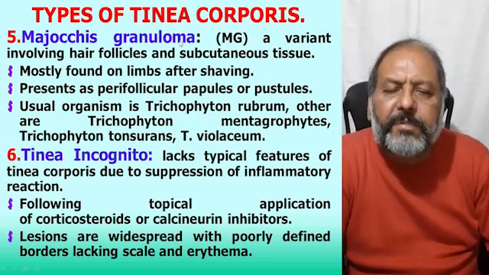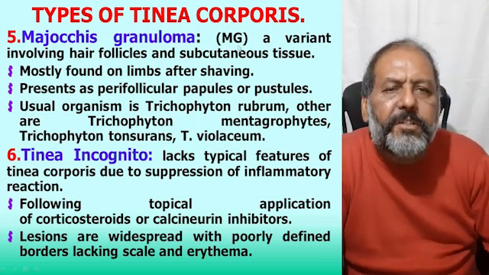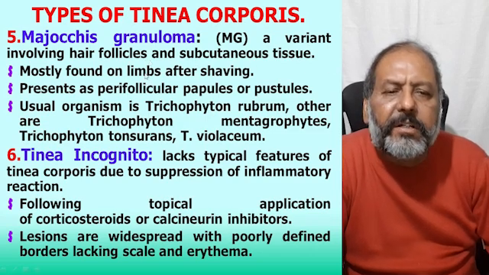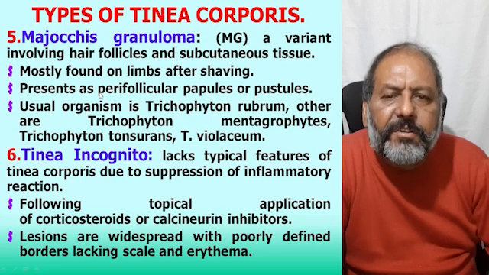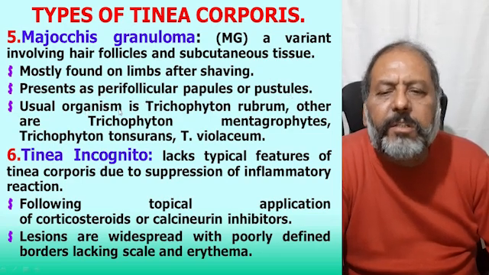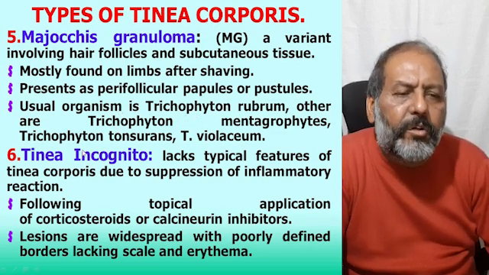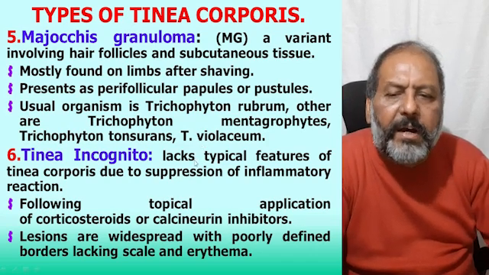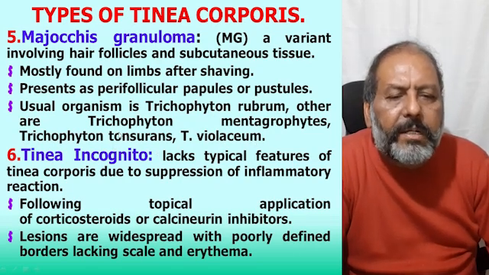The fifth type of Tinea corporis is Majocchi's granuloma, which is abbreviated as MG. It is a variant involving hair follicles and subcutaneous tissue, mostly found on the limbs after shaving, and it presents as perifollicular papules or pustules. The usual organism is Trichophyton rubrum. Other responsible organisms are Trichophyton mentagrophytes, Trichophyton tonsurans, and Trichophyton violaceum.